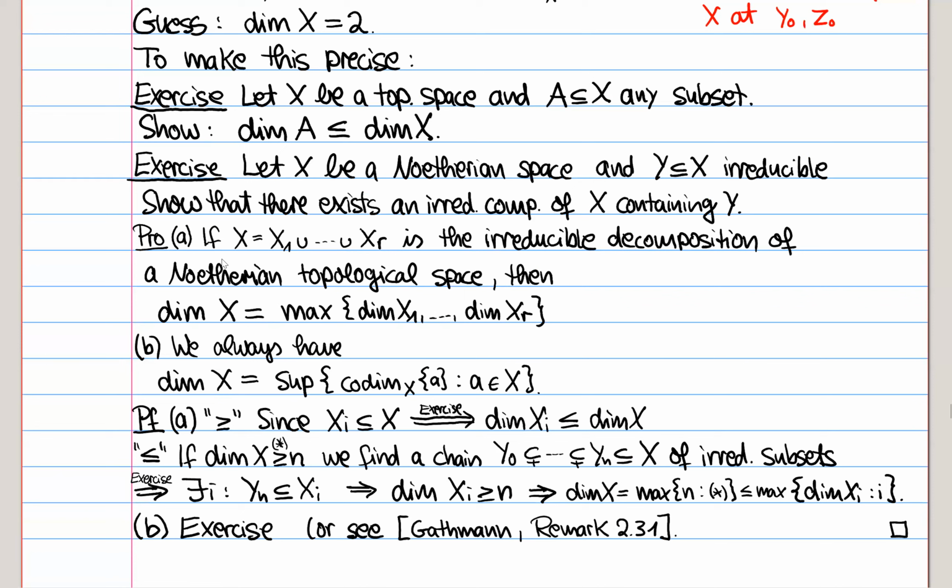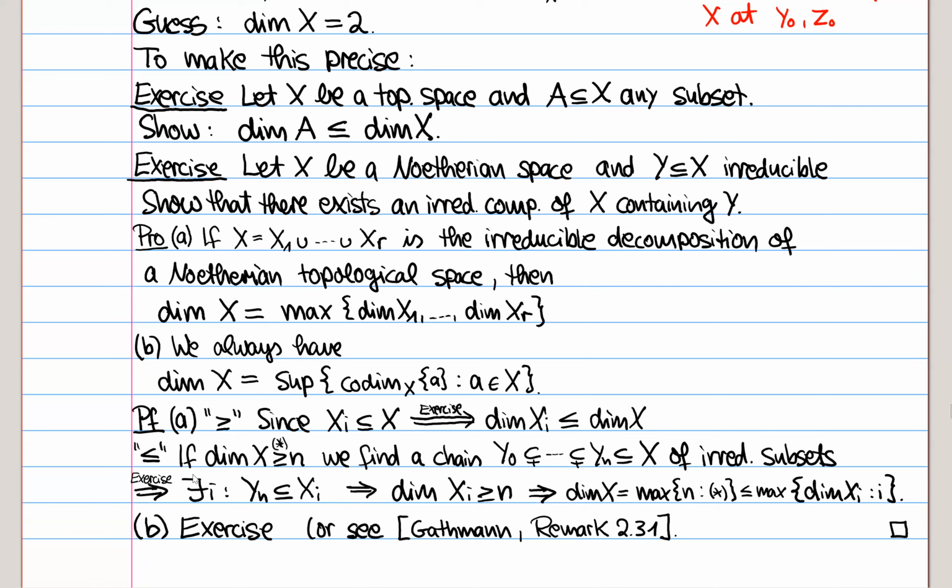So for the first part, that this is the maximum of the dimensions, let's first show this inequality. Well, any of the xi is, of course, a subset of X. And then by the exercise, its dimension is less than or equal to the dimension of X. So in particular, all of these numbers here are lower bounds for this. And then also their maximum is still a lower bound. And that one was very easy with the exercise.